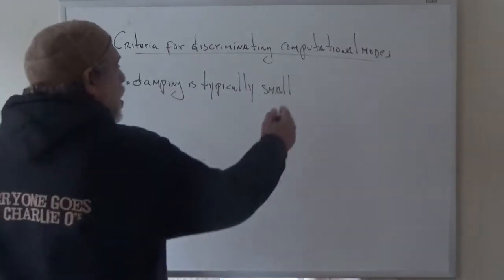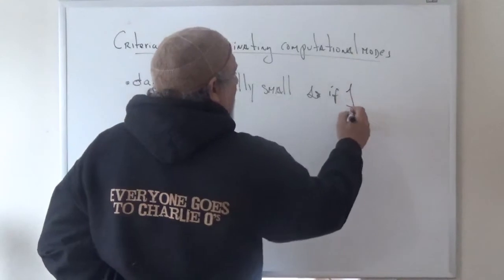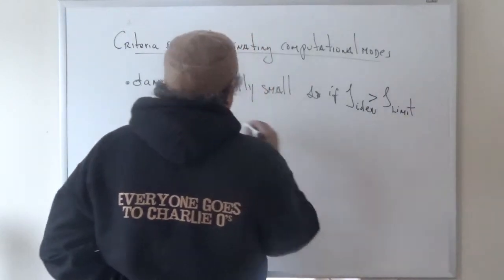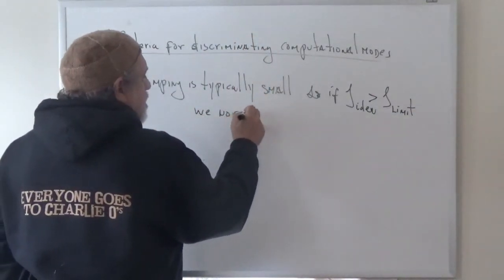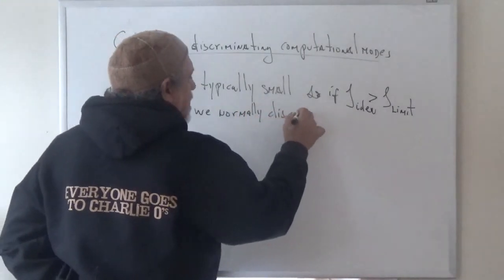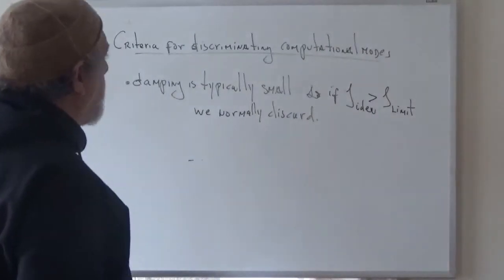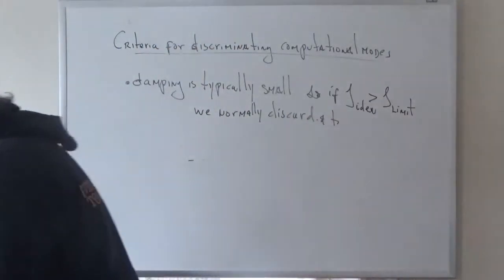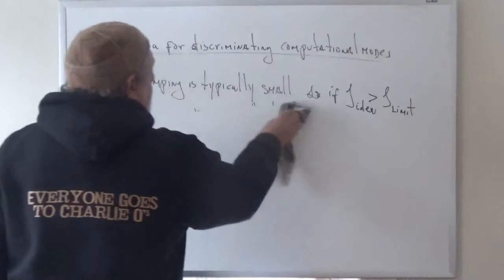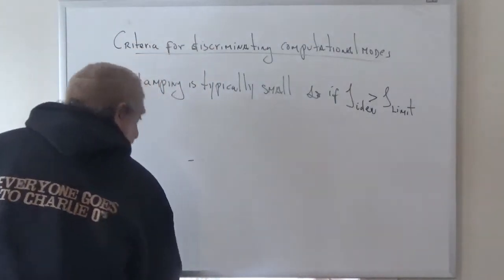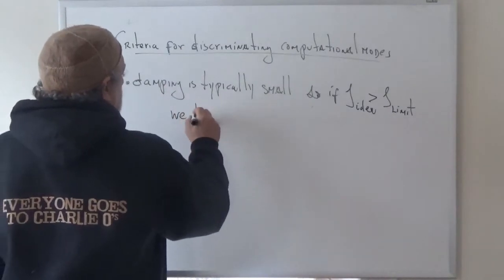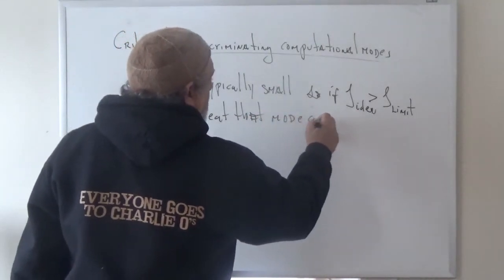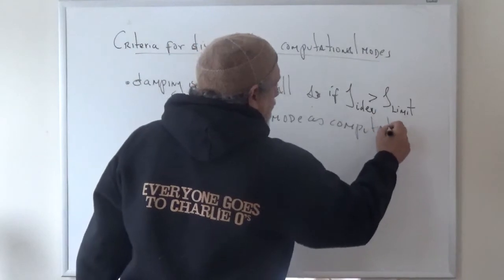So damping is typically small. So if the identified damping is greater than some limit, which you choose, we treat that mode as computational, not physical.